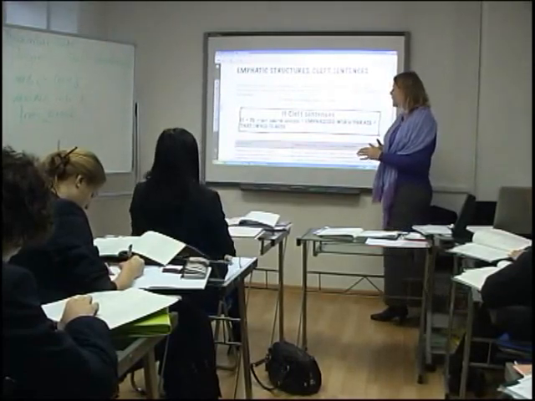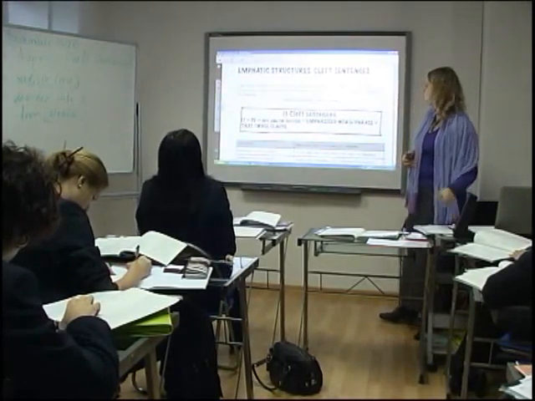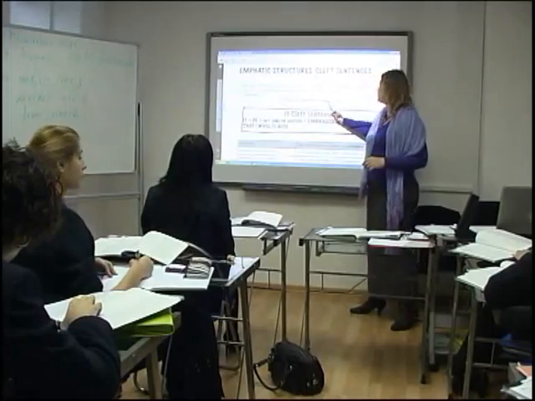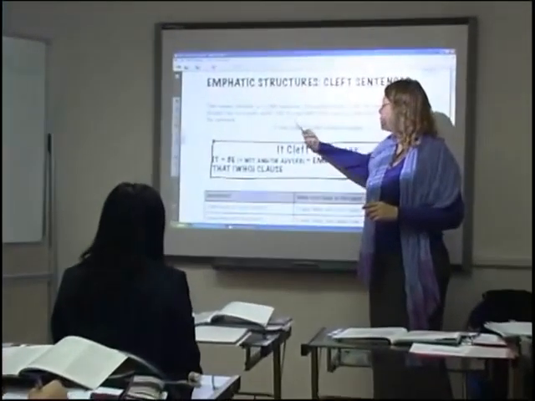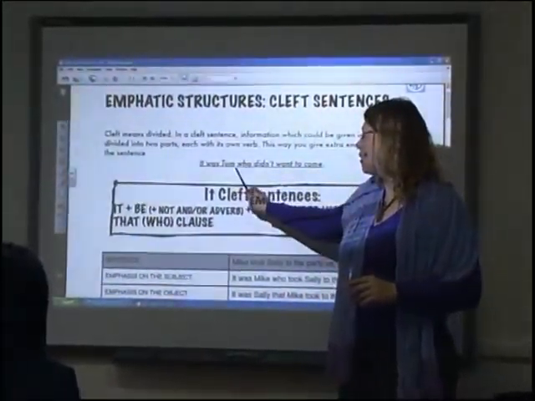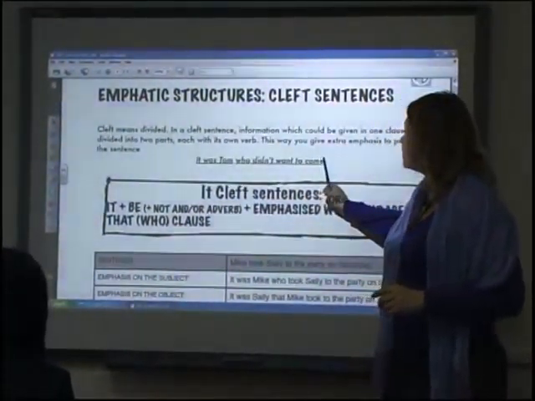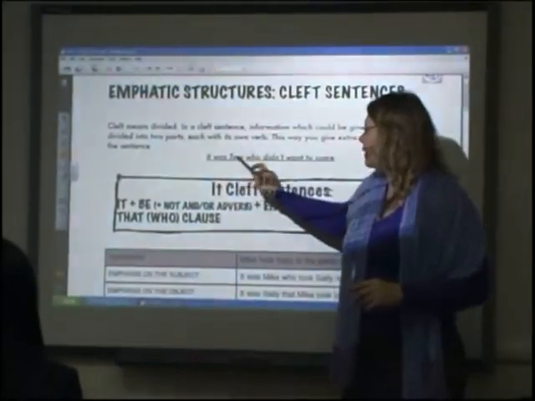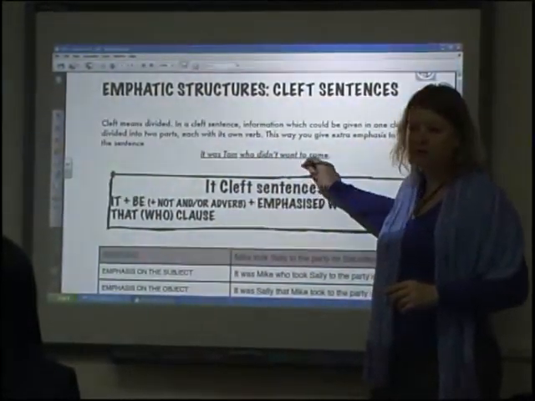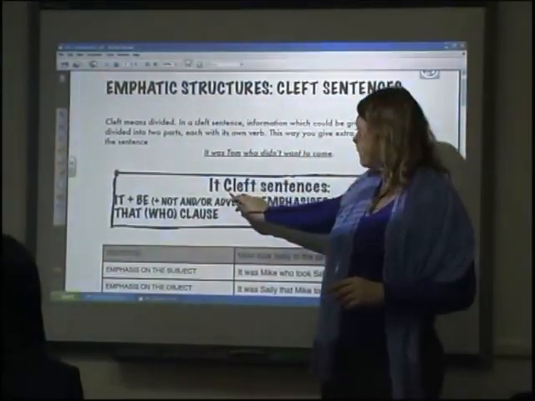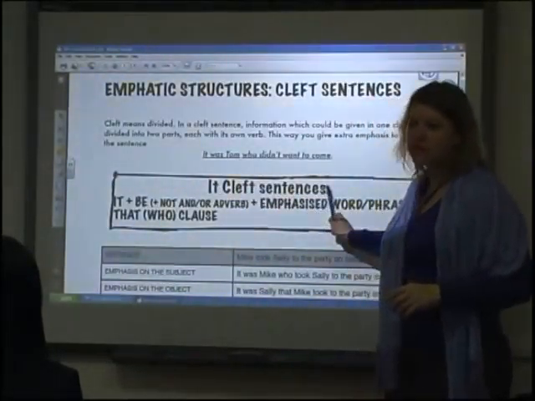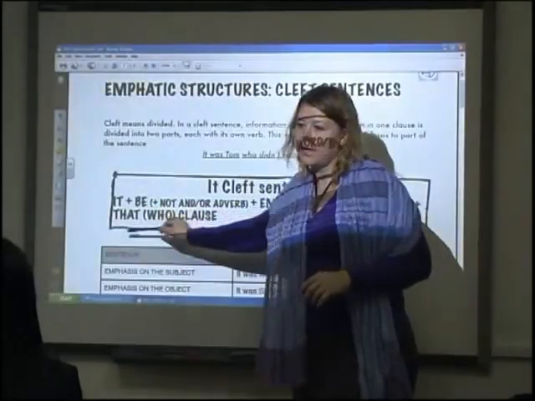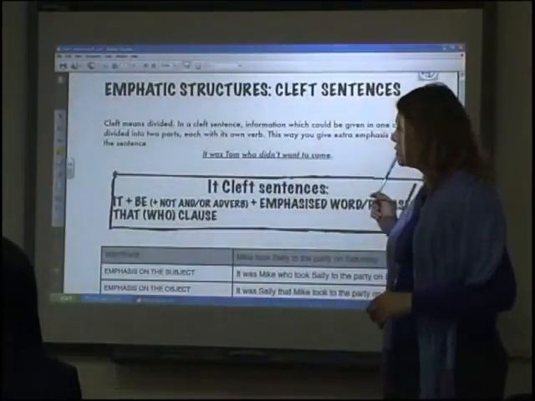We have an example here as well. It was Tom who didn't want to come. Right? It also has two parts in this sentence. It was Tom, one part, who didn't want to come. So the first part emphasizes the importance of the second part. See, the first type of cleft sentences, it-cleft sentences. So please copy this frame, the information, into your exercise book.